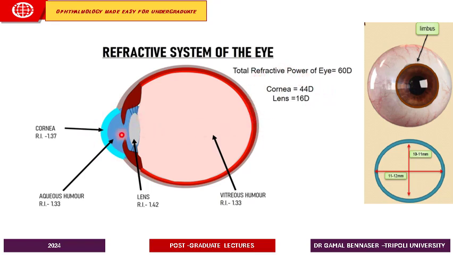Same thing for the lens, around 16 diopters, so that the total dioptric power of the eye is around 60 diopters. And this dioptric power is a function of both the radius of curvature as well as the refractive index, either from the air to the cornea, or from the cornea to the aqueous, or from the aqueous to the lens, or from the lens to the vitreous, and so on.